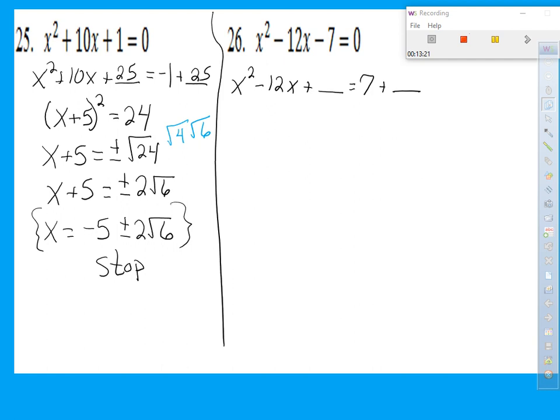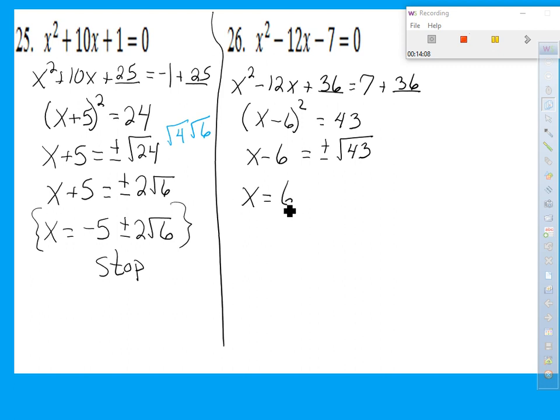Half of 12 is 6. 6 squared is 36. The left-hand side becomes x minus 6 squared equal 43. We'll square root both sides, so I got x minus 6 equal positive or negative square root of 43. Now, in this case, 43 does not reduce. 4 doesn't go into there, 9 doesn't, 16, 25. Ending answer, 6 plus or minus square root of 43.